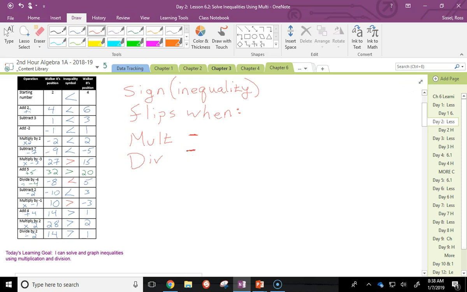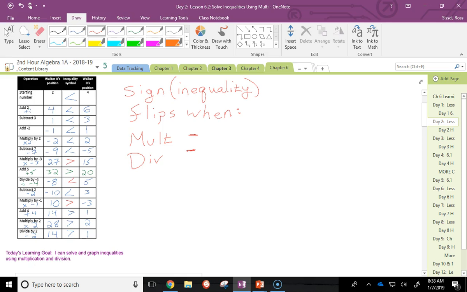Did it change when I multiplied by a positive number? Did it change when we divided by a negative or a positive number? When we added or subtracted a positive? When we added or subtracted a negative? The only time our sign will change. Sean, paying attention, that's your one wording. The only time our sign will flip is when we multiply or divide by a negative number. That is key to today's assignment.